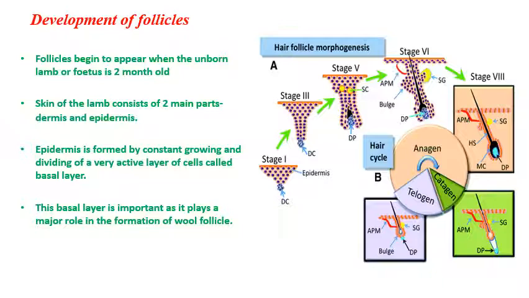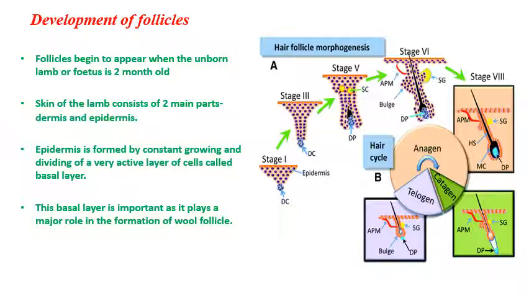So dermis is the actual skin where there are the basal layer cells. These cells grow continuously and do all kinds of repair for the epidermis. Now this basal layer is important as it plays a major role in the formation of wool follicle. So the actual wool follicle growth or development happens at the basal layer. How it happens I am going to discuss step by step with photographs.